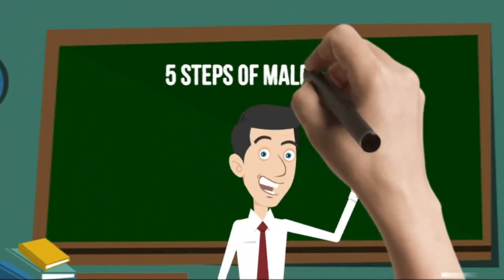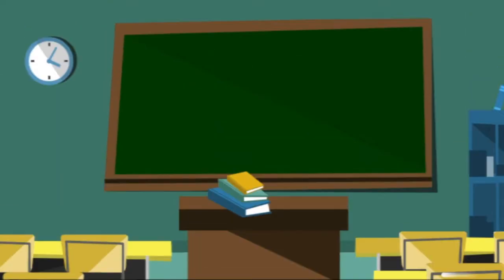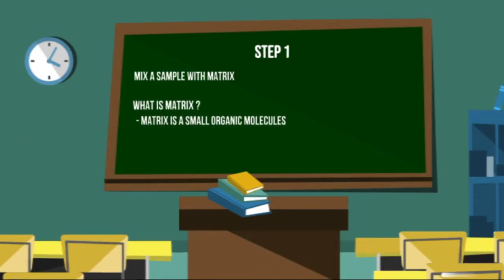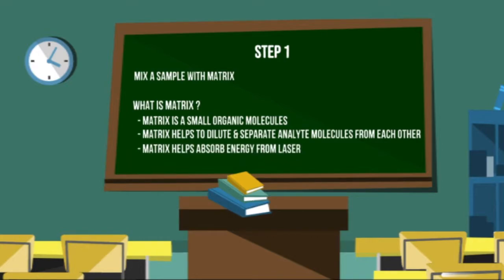Next, let's talk about the 5 steps of MALDI-TOF MS analysis. Step 1. Samples are mixed with matrix, which consists of small organic molecules, which is then placed on a target metal or stainless steel plate. What is the matrix? Matrix is a small organic molecule. It helps to dilute and separate the analyte molecules from each other, and it also helps to absorb energy from the laser.